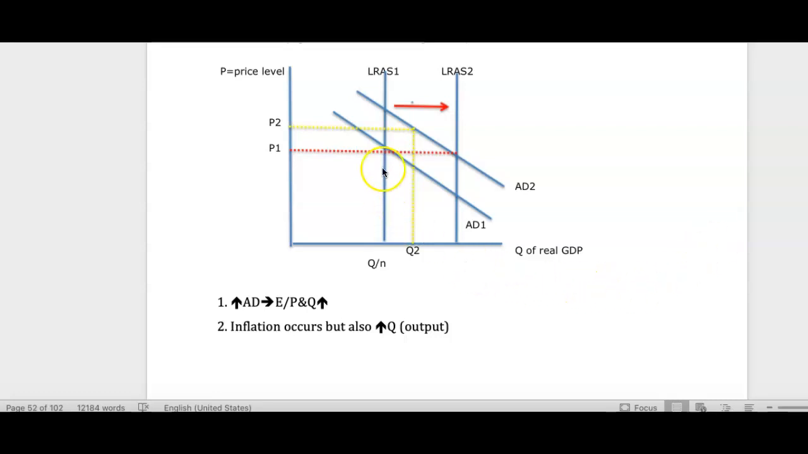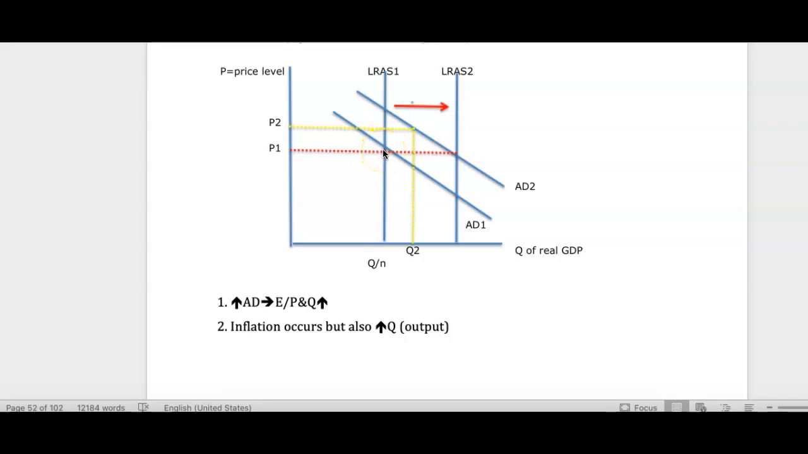So let's pretend that we are right here, okay? So we are at aggregate demand 1 and long run aggregate supply here, okay? So we are at equilibrium, price, and quantity. But now the aggregate demand curve moves to the right. So aggregate demand is increasing. It's moving from here, aggregate demand 1, to here, aggregate demand 2.